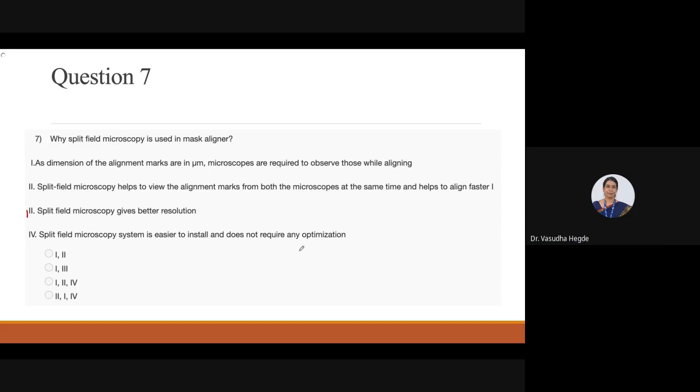I was thinking it must be 2 and 3, but that option is not there. So first of all, split field microscopy helps to view the alignment marks from both the microscopes at the same time and helps to align faster. That's the first answer. But which is the other one I have to choose? Split field microscopy gives better resolution?